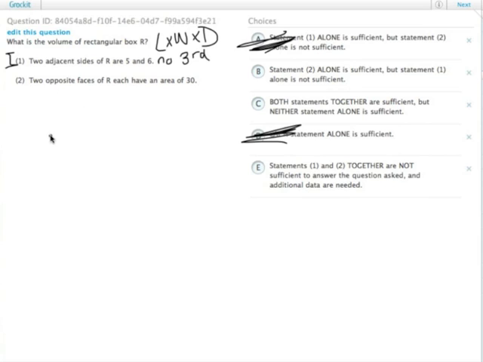Well, if we knew that that gave us the dimension of the third, well, on its own, that just tells us that the two opposite faces are, so like we'll call this one X, and then the opposite one is the one that's in the back there. That they each have an area of 30, well, we don't have the third dimension there.